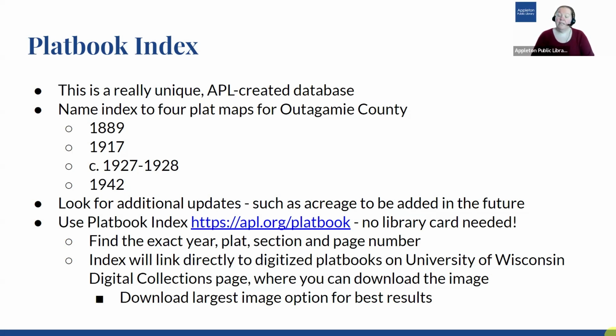The years that are included in the index include 1889, 1917, circa 1927 to 1928, and 1942. Just a note about the 1927-1928 book, that book did not have an exact date on it, so this is just a guess. Be sure to check back on the index for additional updates to come soon. We hope to be adding acreage for each ancestor's entry in the near future, and hopefully we'll be adding additional books as well.